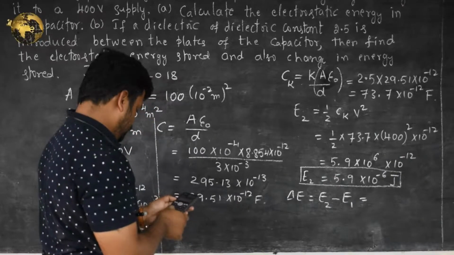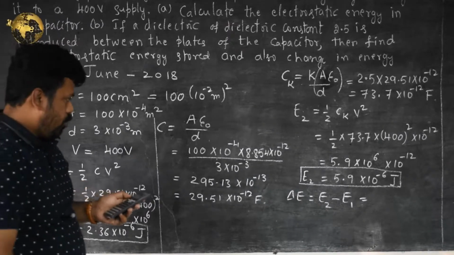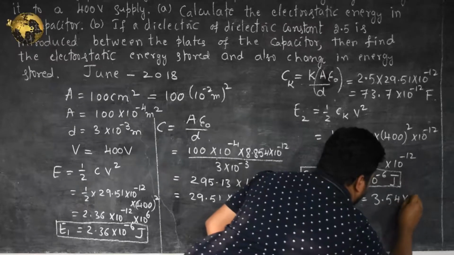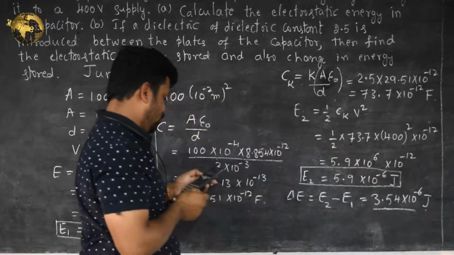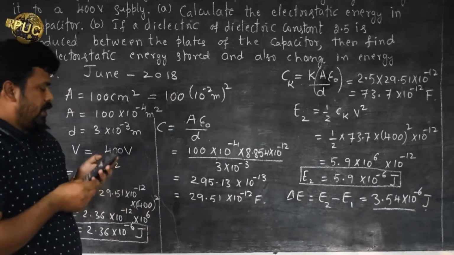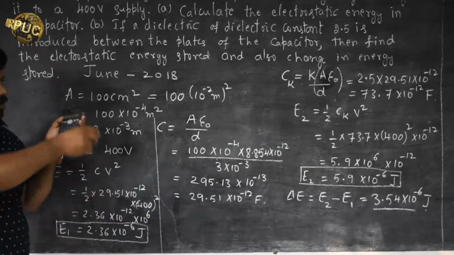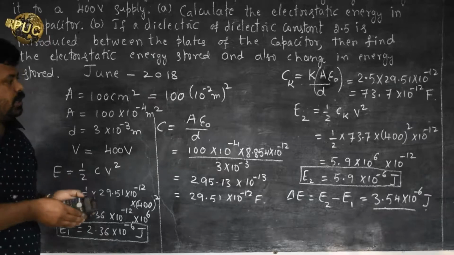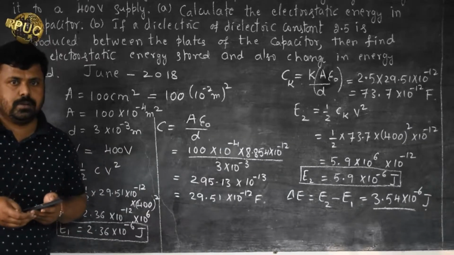5.9 minus 2.36 is 3.54 into 10 to the power minus 6 joules. This is the change in energy between the two cases. It's a bit lengthy, but it's an easier one. Let's start with the next one.